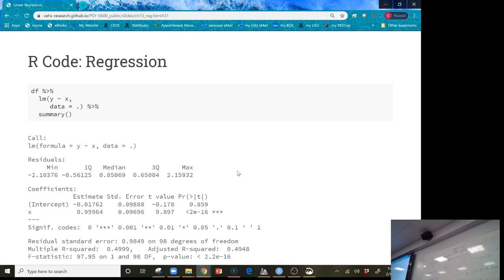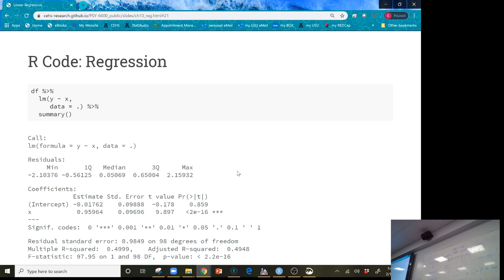And that's an important thing to report when you're reporting a regression model, this coefficient of determination or R squared value. Again, the multiple is there just because usually we have multiple predictors. It's rare that we only have one. There is an adjusted R squared. That's adjusting for model complexity, which we don't have, so we're going to ignore that.